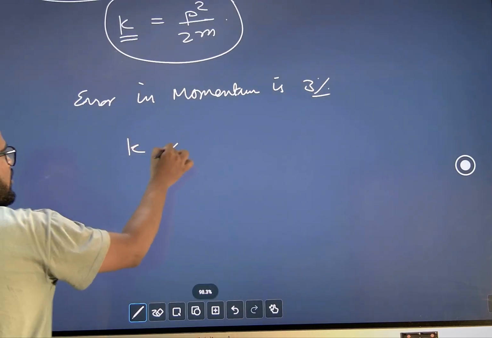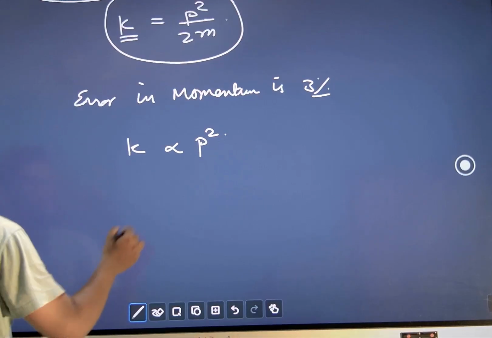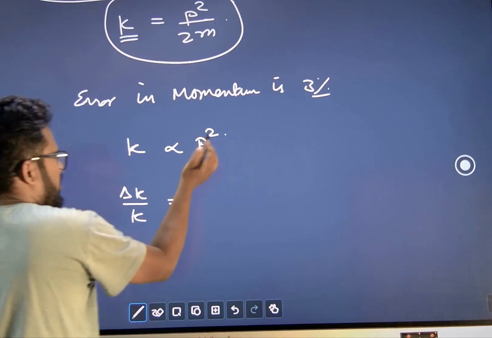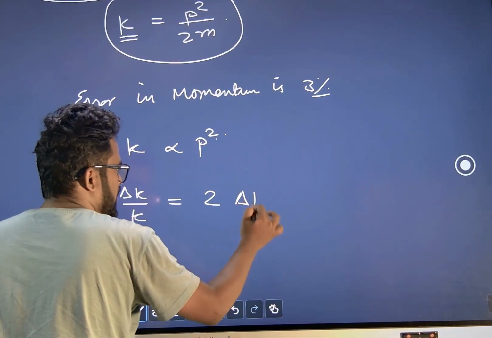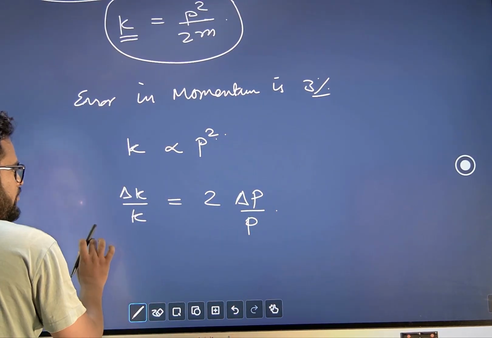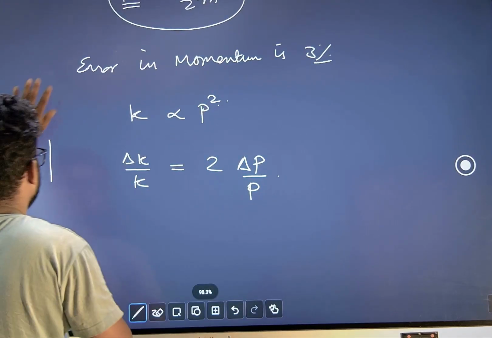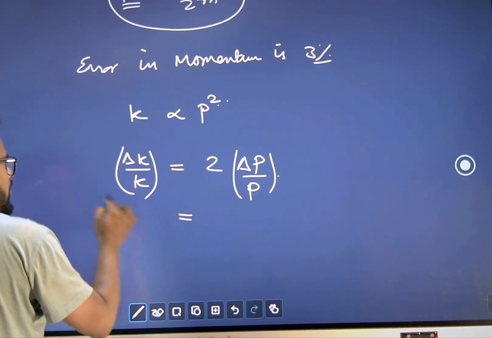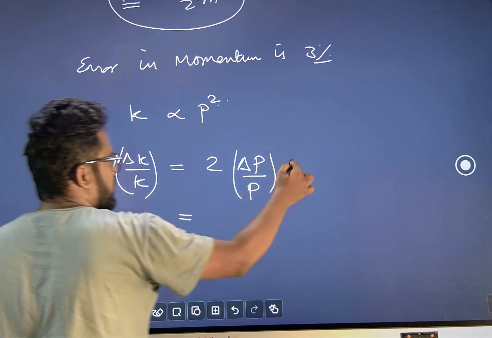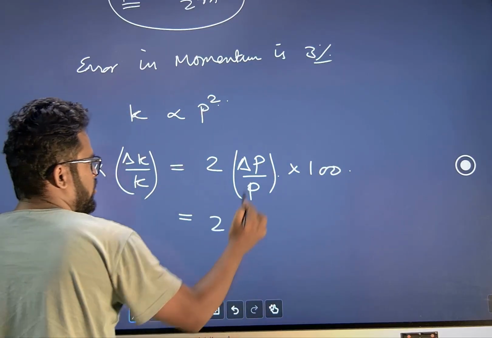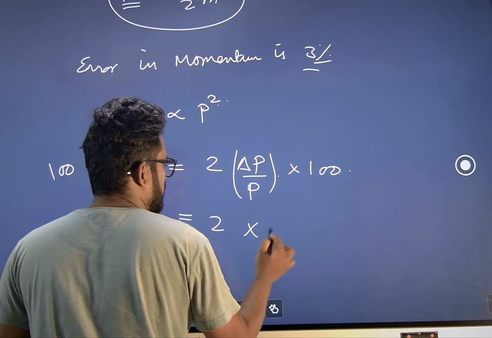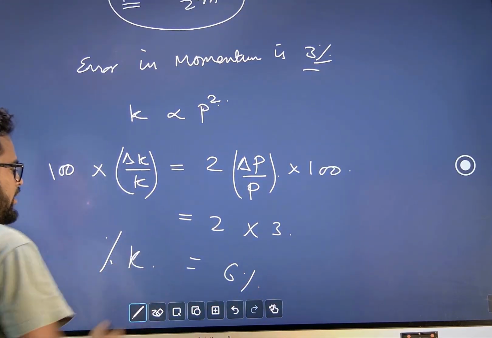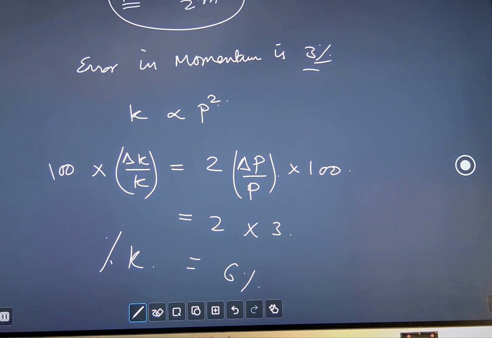So the relation is K is proportional to P square. So we can write delta K by K is how much? Equality will be added, 2 multiplied here, it would be delta P by P. Okay, that is the error relation of momentum. Now we multiply 100 on both sides. So it would become percentage. So 2 into delta P by P into 100, which is given as 3%. So multiplied by 3, that is 6%. It is the percentage error in kinetic energy. So percentage error in kinetic energy, how much? 6%.